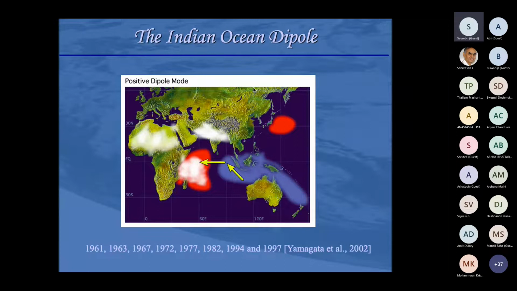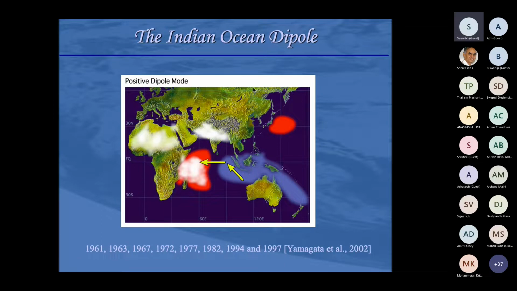The next example is on the Indian Ocean Dipole mode. So this is an interannual phenomenon, right? It happens once in a few years or so. Now, what is this phenomenon? It's a coupled ocean-atmospheric phenomenon, and its signatures include changes in sea surface temperature, cloudiness, and winds, and also the changes in ocean mixed layer and thermocline.